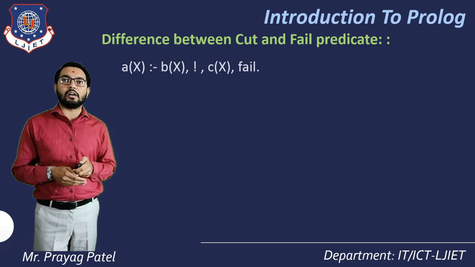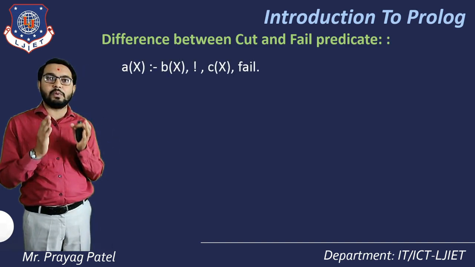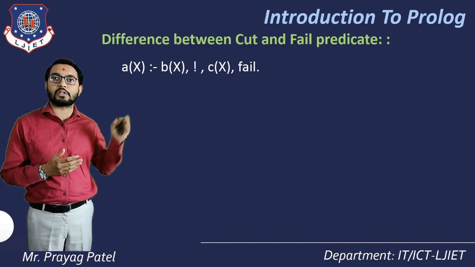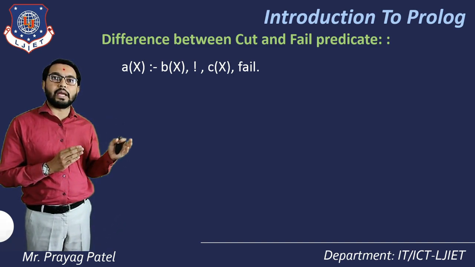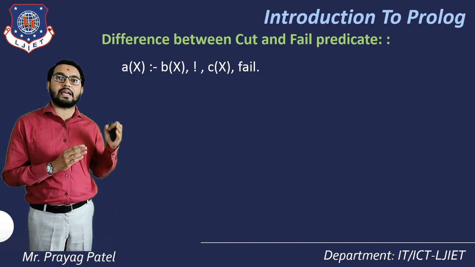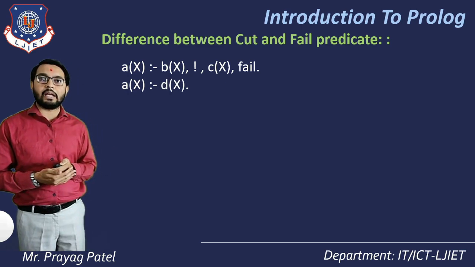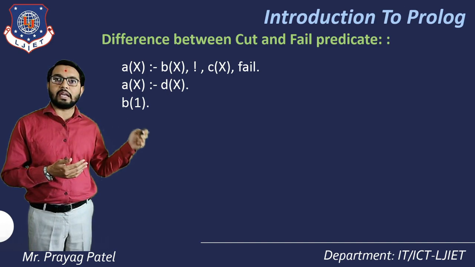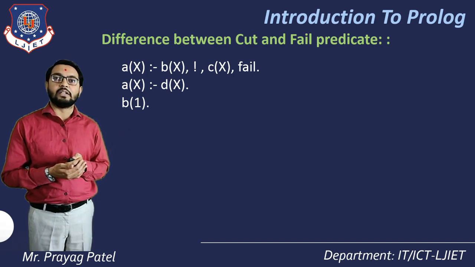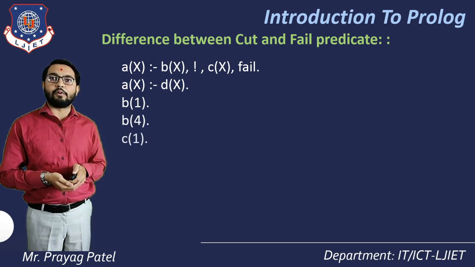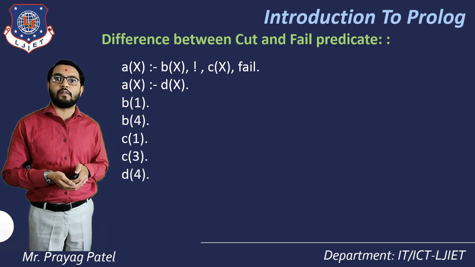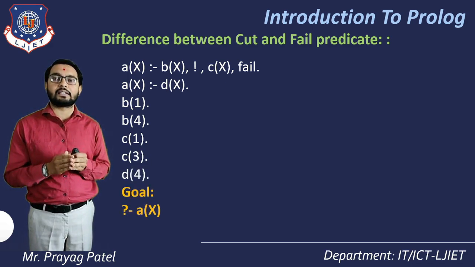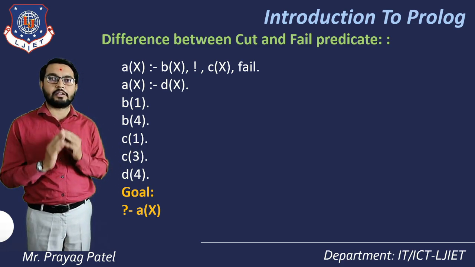Now compare the cut and fail predicate. What is the difference between the cut and the fail predicate? Understand using one example. Here the first rule is A(X) if B(X), cut, C(X) and fail. So first we write B(X), then cut, then C(X), then fail. The next rule is A(X) if D(X), then facts B1, B4, C1, C3, D4, like this. Now what is our goal? Our goal is to find A(X), meaning the value of X is our answer.